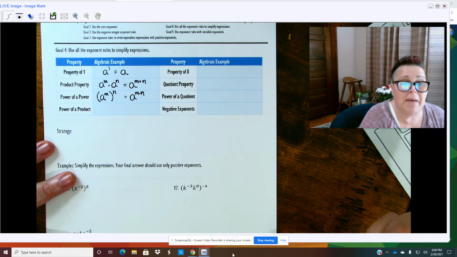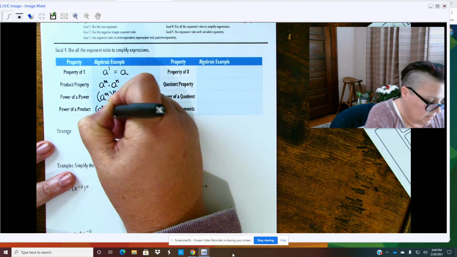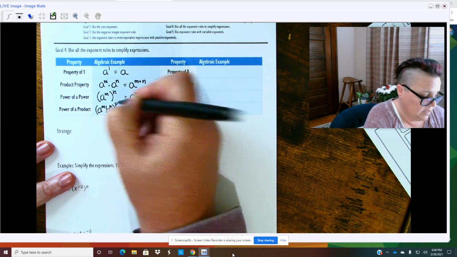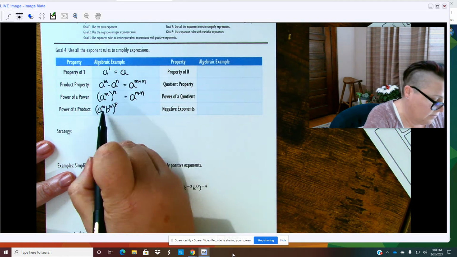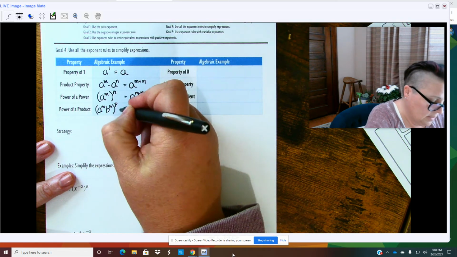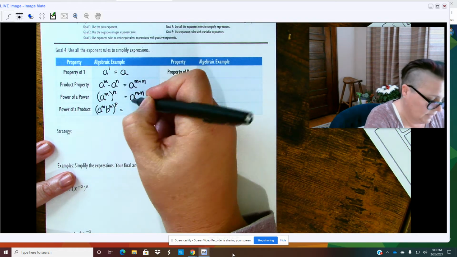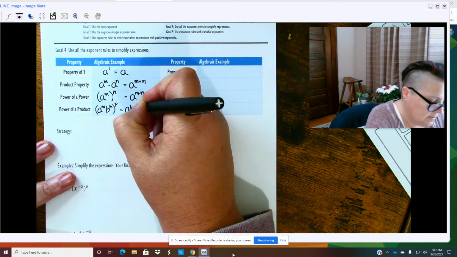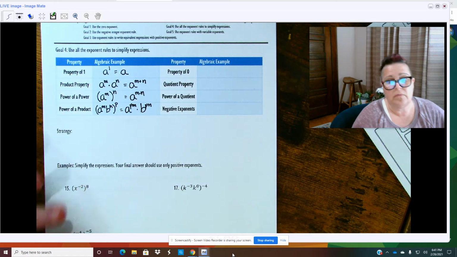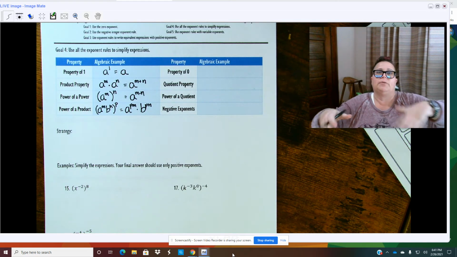Okay? The power of a product: (a^m · b^n)^p. Here I have a product of powers, and we're going to raise that to another power. The power of a product is the product of the powers. That's how we usually say it. This would be a^(pm) times b^(pn). We essentially distribute that outside power to any of the exponential expressions inside.